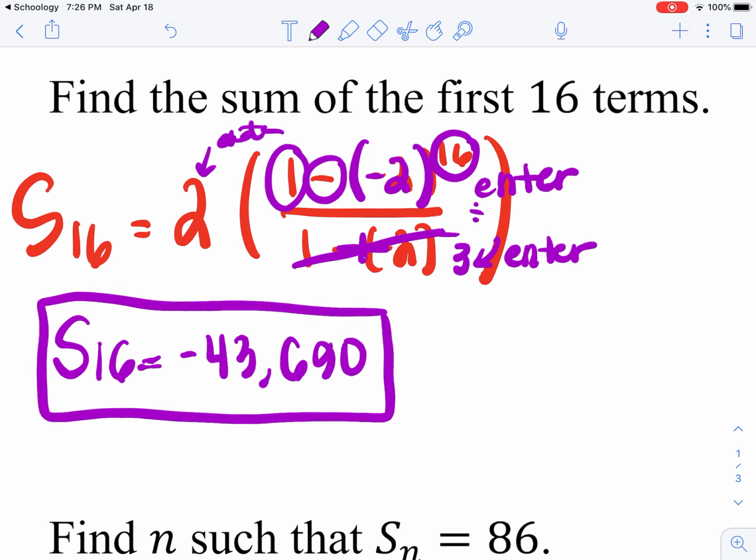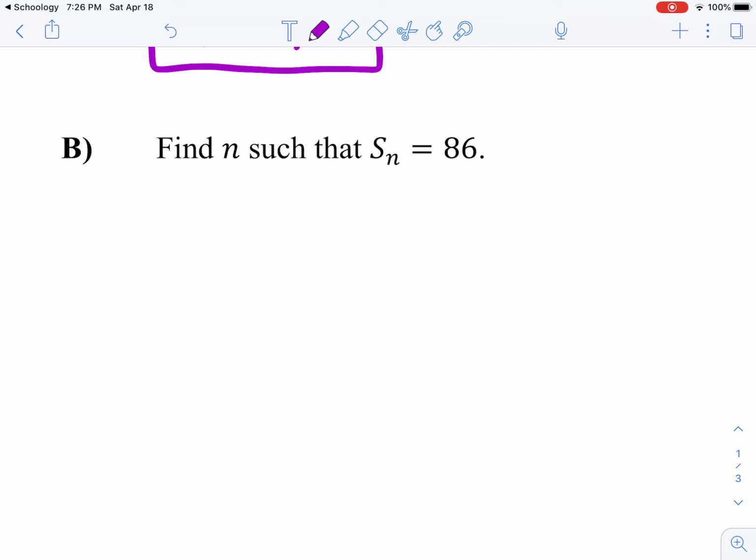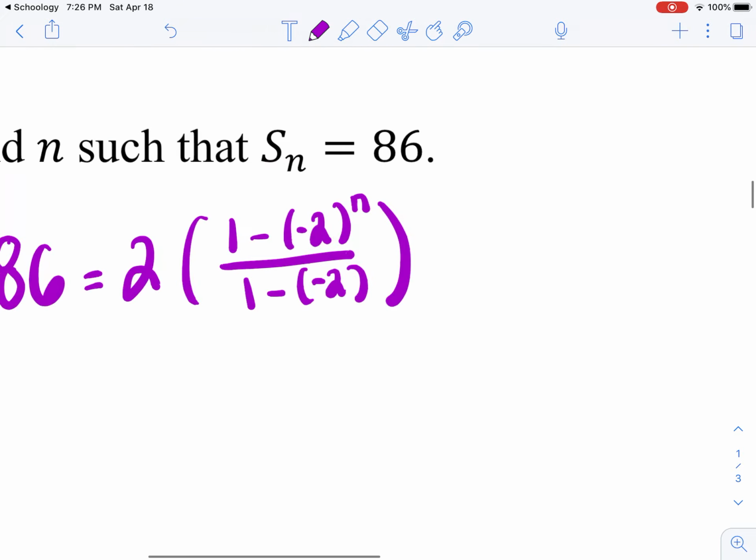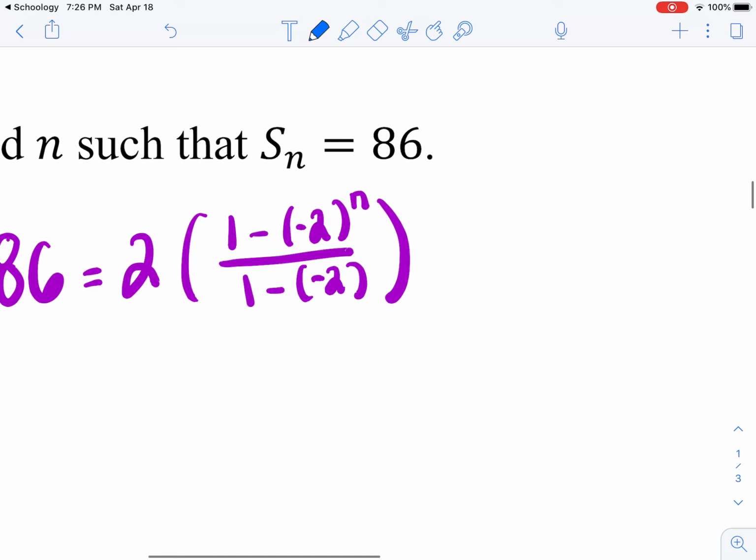All right, this one I want to find n, so I'm solving for n, which is my exponent, when the sum is 86. So 86 equals my first term, which was 2, times 1 minus my ratio, which was negative 2, to the nth power, this is what I don't know this time, over 1 minus a negative 2. All right, so once again, I'm solving this. Once again, I cannot, in the numerator, distribute this negative here. I can't do that because it's in parentheses and raised to a power. This, however, is not raised to a power. It's raised to a first power, which is okay. So this I can actually change to a plus sign.